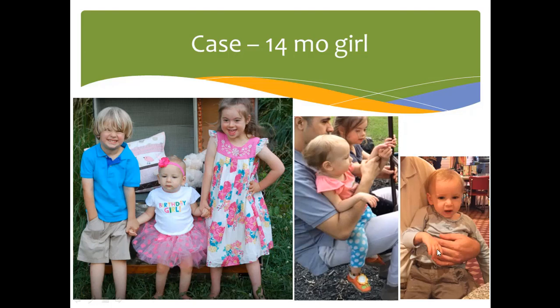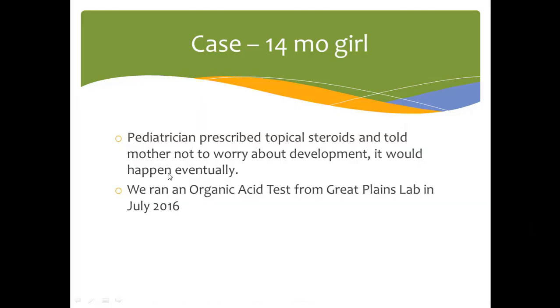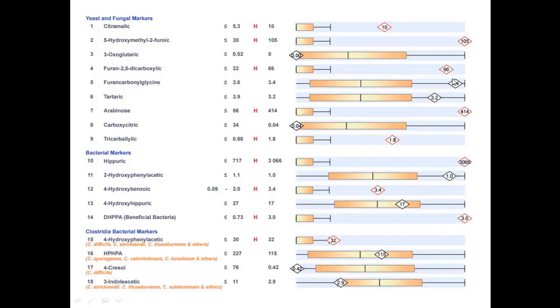Unfortunately, the mom did not receive a lot of help from the neurologist. They were looking at genetic things, and again, I think she was just too young, and they were just waiting for development. But this wrist drop to me was significant. And again, with the topical steroids, they told the mother not to worry about development. It would happen eventually. I kid you not, that's exactly what the mother shared with me. So we ran the organic acid test. This was in July of 2016, and this is what came up.